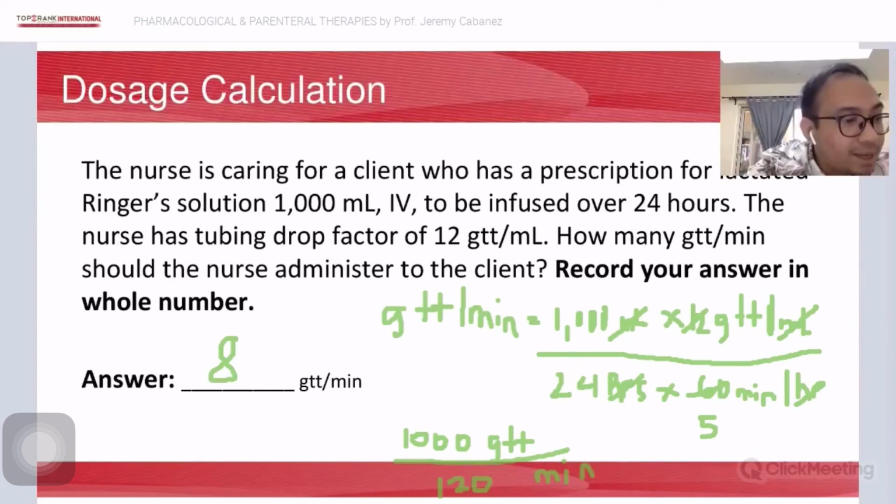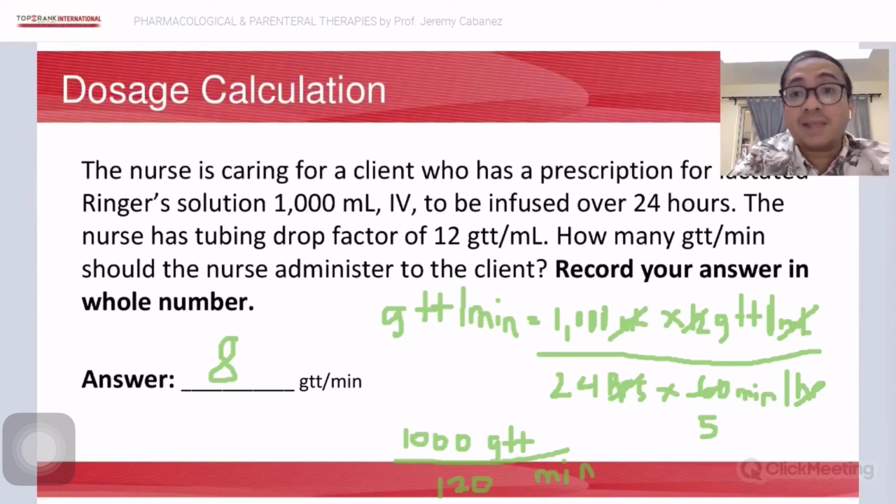Okay, so sinong tumama? Si Ninya, Rowena, Sol, Kat, Heidi, Aldi. Okay, congratulations. 8 drops per minute are the answers. So, ganun lang kadali, ano? Usually, nag-a-appear ang computation. This is a basic type of questions in pharma. If you will not be able to hit advanced questions in pharmacology.